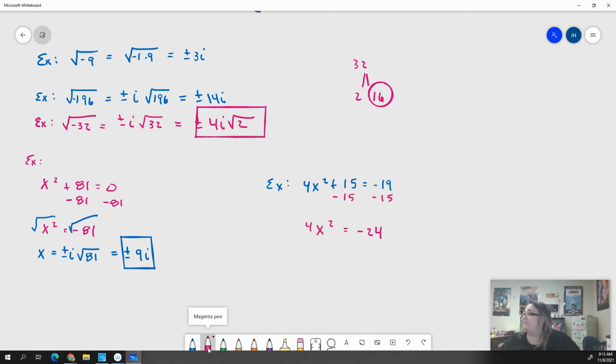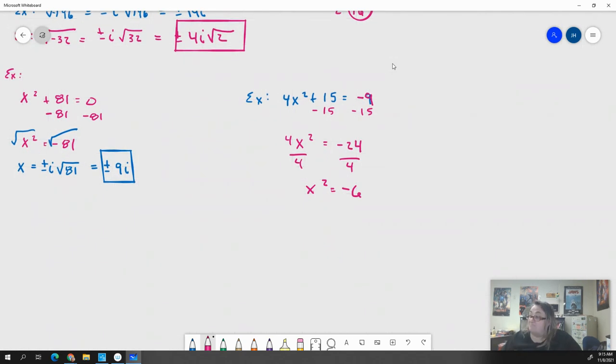Oh, this was supposed to be negative 9. I'm like, why is that 34? That's my bad. This is supposed to be negative 9. I don't know why I wrote 19. It looked like a 19, I swear. Then we're going to divide by 4. Divide by 4, we get x squared equals negative 6.